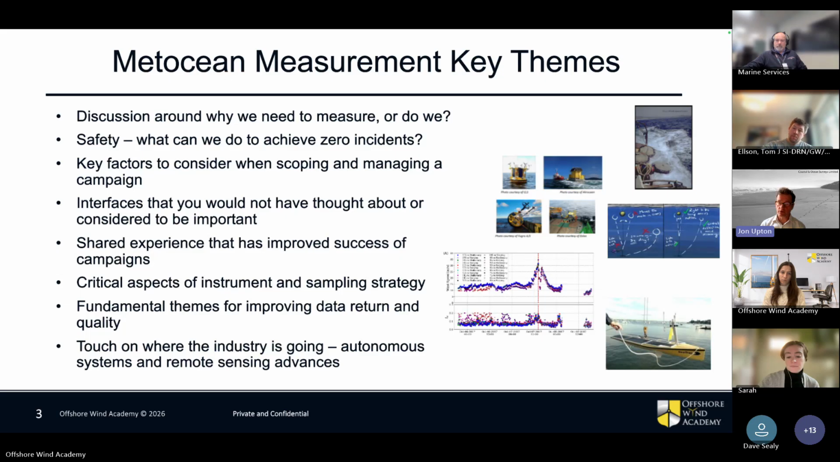If you think a wind turbine is rotating in a 4 meter per second wind speed, and then suddenly within the space of a minute it sees 3 or 4 times that, it's going to change the loads completely on that turbine structure.